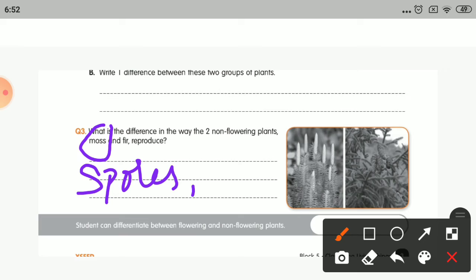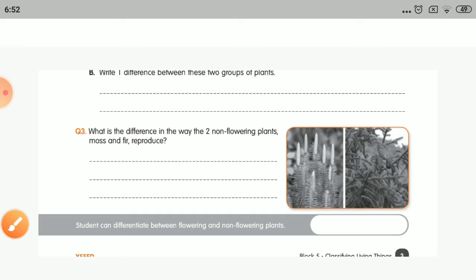Whereas when it comes to your fir, fir is a type of plant like your pine plant. It is reproducing with the help of cones. Fir is totally a conifer. Okay children, now let us even check the practice questions that were given in your textbook.